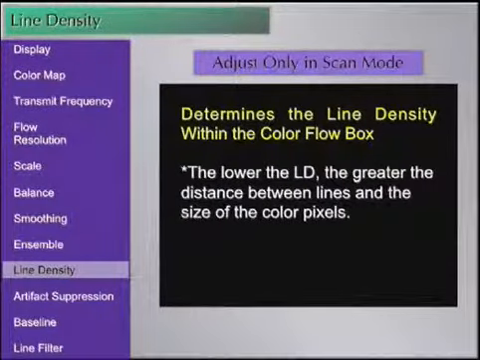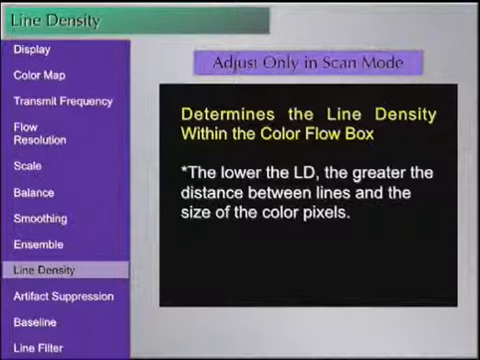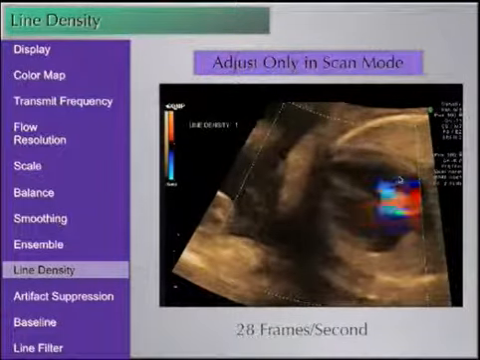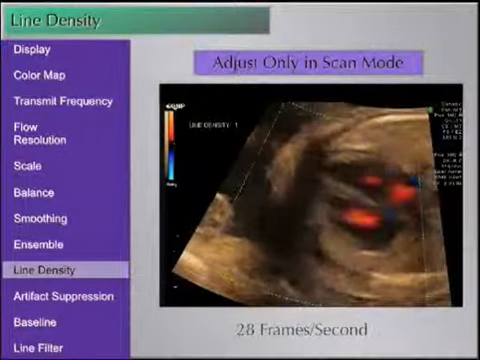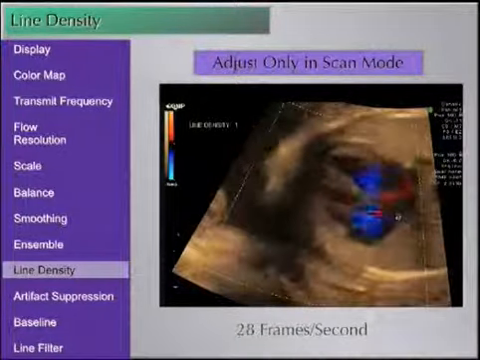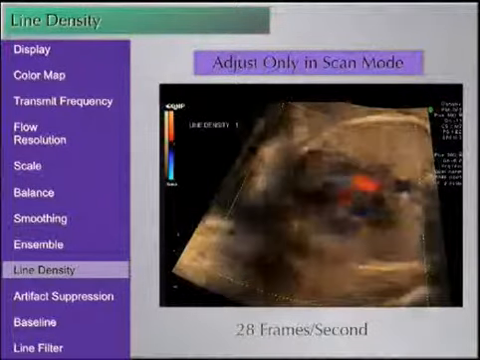The line density function determines the density of lines in the color box. For example, the lower the setting, the greater the distance between the lines and size of the color pixels. Let's review the effect of changing this setting on the image. This image illustrates a line density of 1. Notice that the frame rate is 28. The definition of the color Doppler image is blurry, lacking detail and covers the interatrial septum. This would be considered artifact.